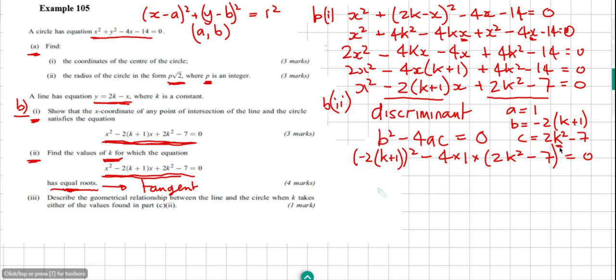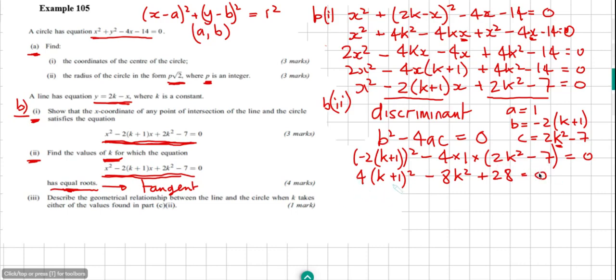So if I square this out, what I'm going to get is 4k plus 1 all squared, minus 4 times 2k squared, which is going to be 8k squared, and then it's going to be minus 4 times minus 7, which is going to be plus 28. That's still equal to 0.